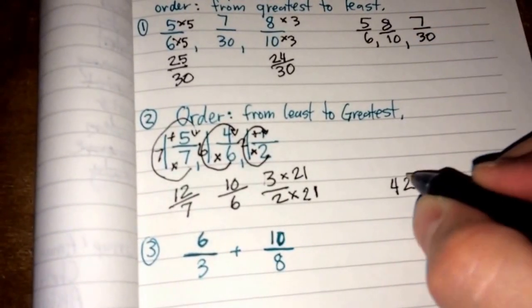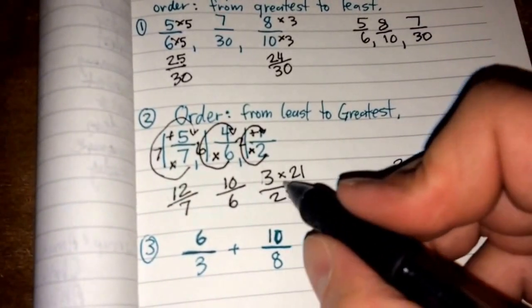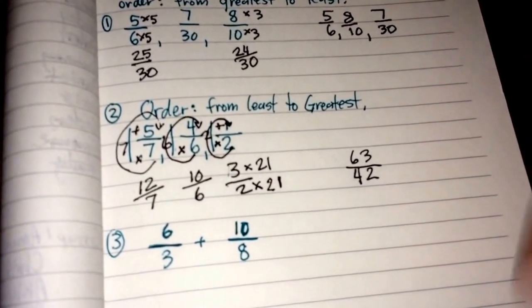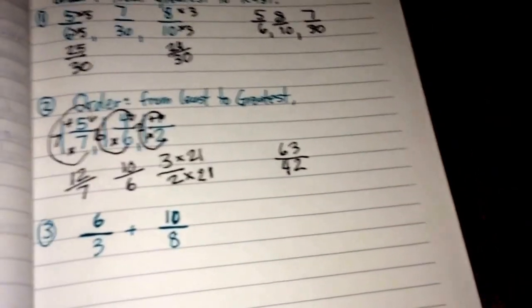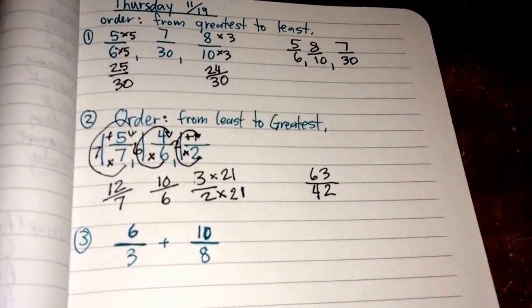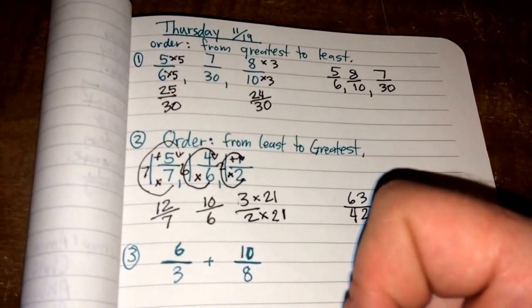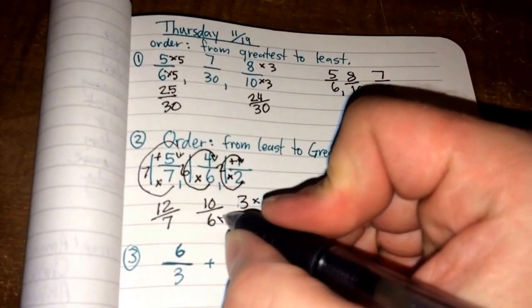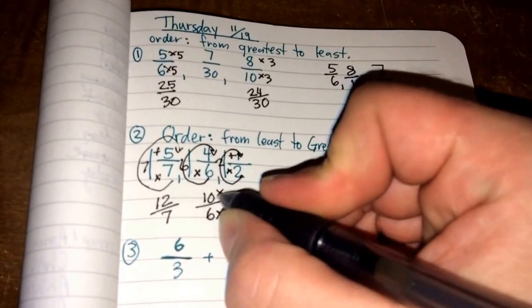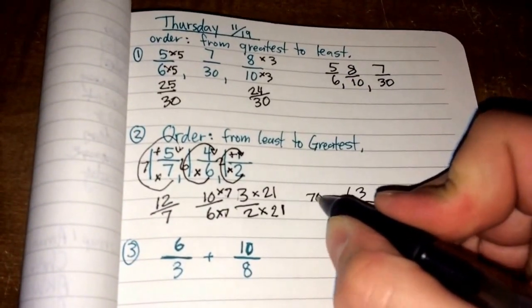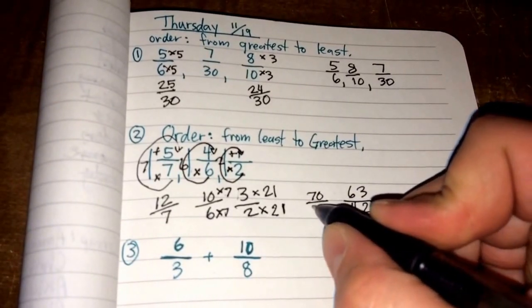3 times 1 is going to give me 3. 3 times 2 is going to give me 6. So that's going to give me an equivalent fraction of 63/40 seconds. And then 10/6. Well, I'm going to have to multiply 10/6 by 7. 10 times 7 is 70. 6 times 7 gets me 42.